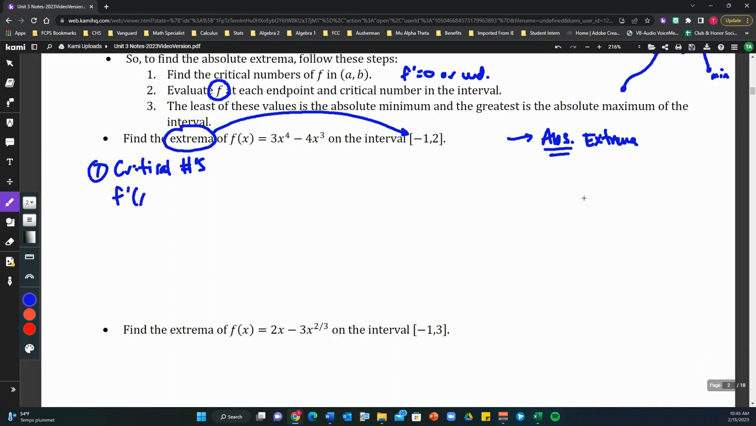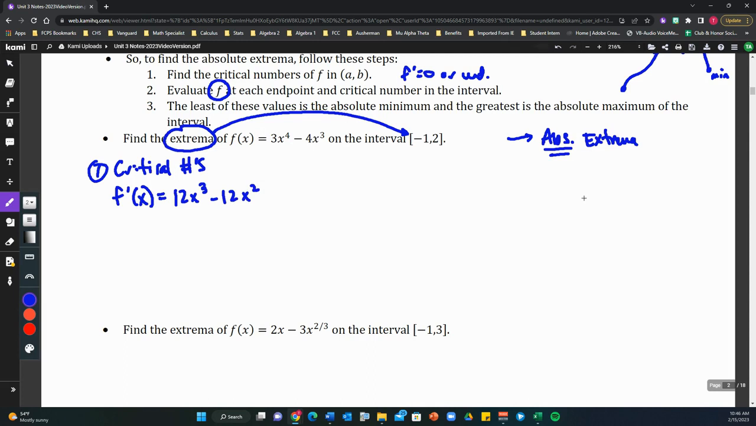So that requires us to figure out the equation for f prime. So f prime of x is the derivative of 3x to the 4th, that would be 12x cubed, minus the derivative of 4x cubed, which would be 12x squared. So our original function f is a polynomial. It's a quartic, 4th degree.